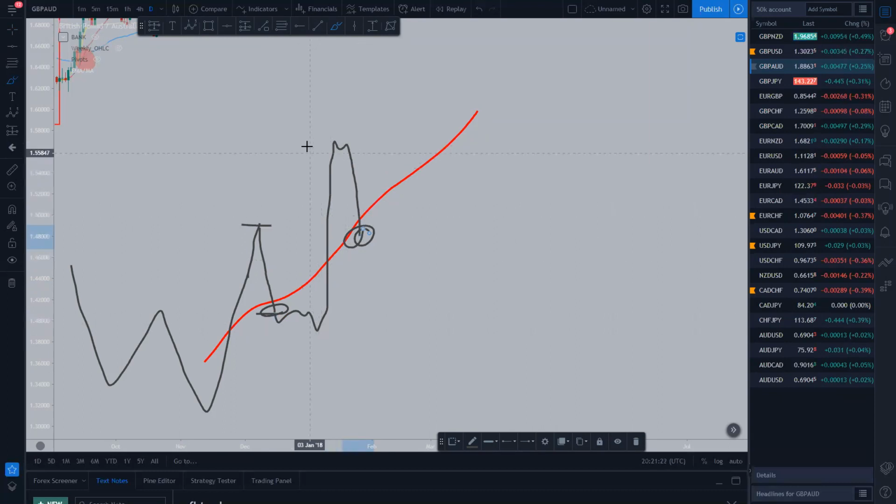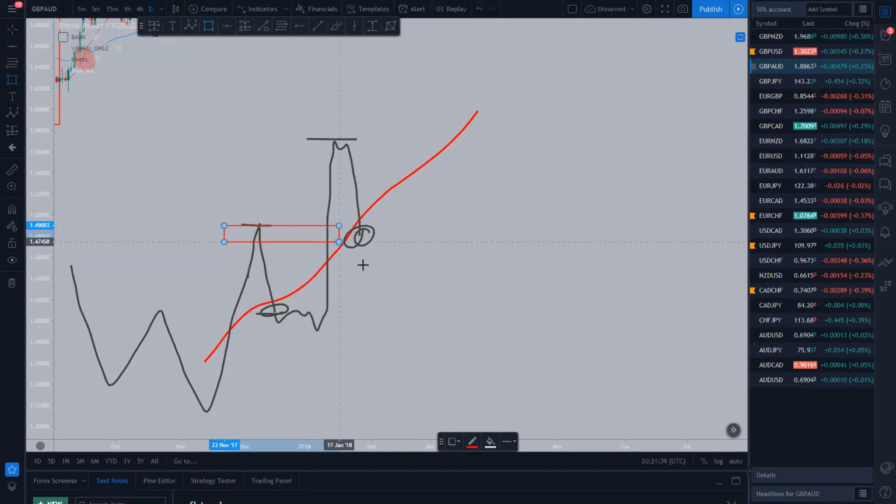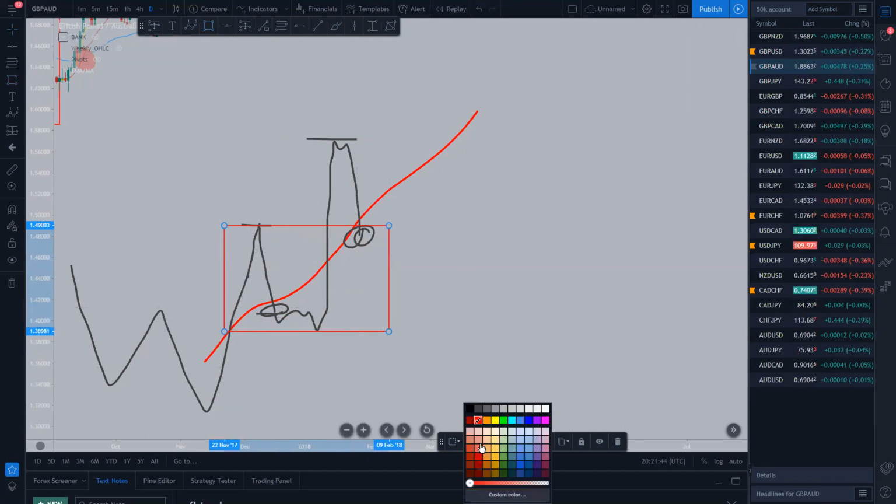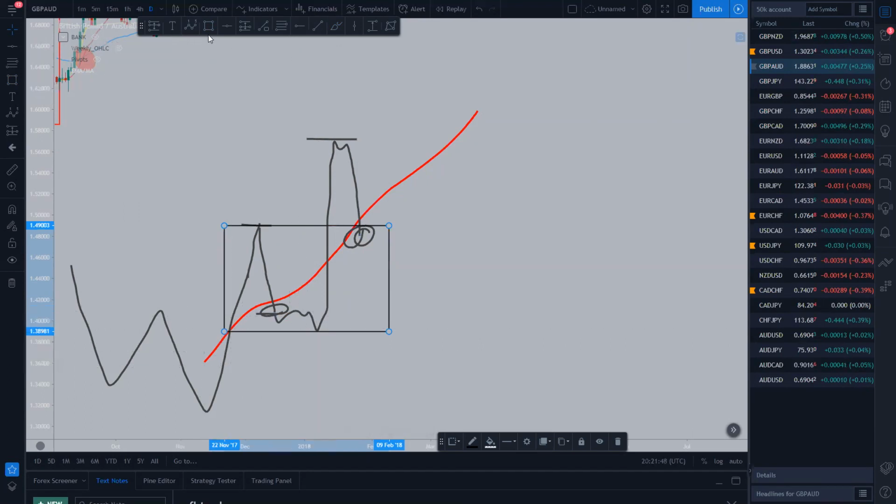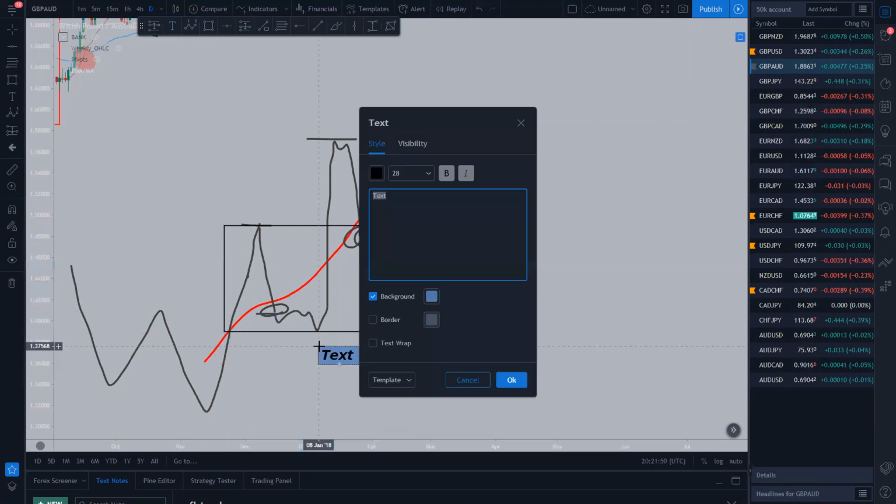So for me, this is now the highest point of level two. This is how I identify my levels. I will then draw a box. To identify level one, I identify levels based off the consolidation. So I'll go from the highest point to the lowest point of where level one is. That is now my level one box. This is my level one consolidation, so I'm going to label this as level one.